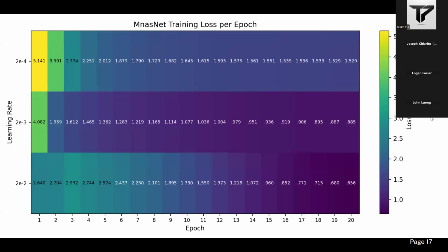Next slide. And here's just the training loss for each epoch. You can see 2e-4 starts very high and then drops very quickly, but then it stays fairly stable throughout the rest. 2e-3, which was our best model, starts pretty high and then drops very low. And then 2e-2 starts at a very balanced spot, but then it does drop lower. Overall, this model was not as good as 2e-3, possibly due to some overfitting issues.